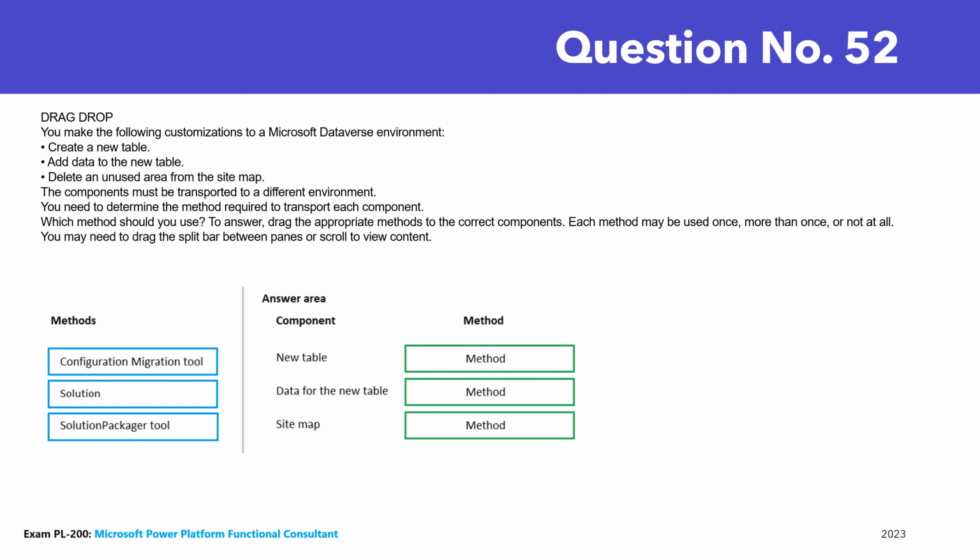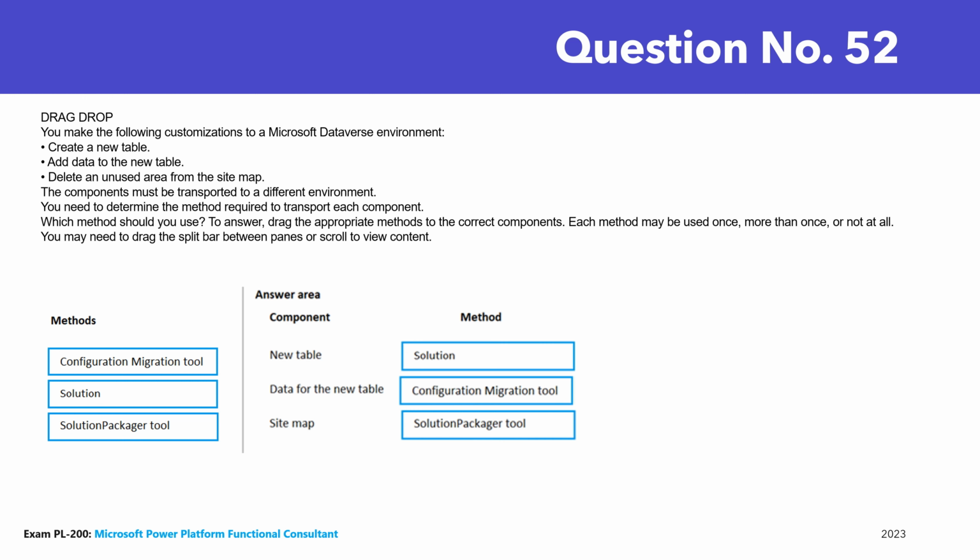Which method should you use? To answer, drag the appropriate methods to the correct components. Each method may be used once, more than once, or not at all. You may need to drag the split bar between panes or scroll to view content. Component: new table. Method: solution. Component: data for the new table. Method: configuration migration tool. Component: sitemap. Method: solution package or tool.